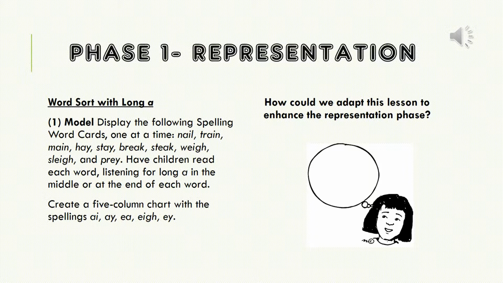Nail, train, may, hay, stay, break, stake, weigh, slay, and pray. Have the children read each word, listening for long A in the middle or at the end of each word, and create a 5-column chart with the spellings. Are there any ways that we could enhance this by using UDL principles? Refer to your chart and jot down a couple of suggestions as to how we could enhance the representation phase.